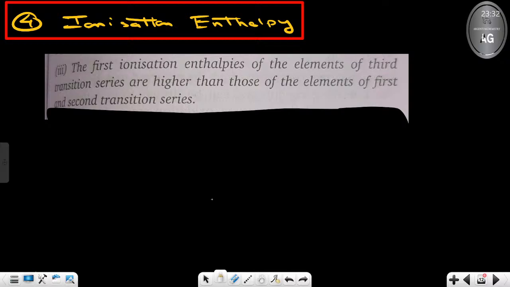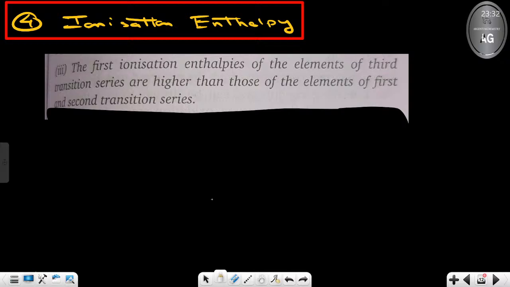Correct. Number of shells are also increasing over here. I am agreeing to that. No problem. But the problem is that shielding is not happening. Why is shielding not happening? Because in the first and second transition series there are no f orbitals. But in the third series the 4f orbitals are introduced. An f orbital is a very poor shielder, so it cannot shield. If it cannot shield, the nucleus will pull the electron cloud towards it, so you need more energy.